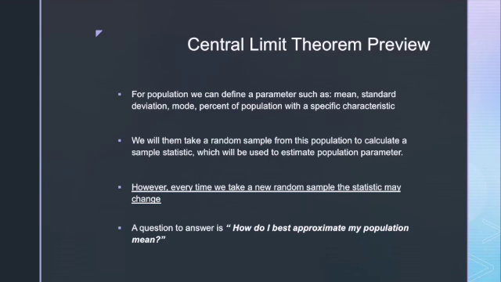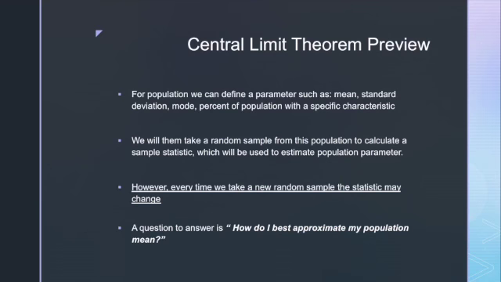For a population, we can define a parameter such as our mean, standard deviation, mode, or percent of population with a specific characteristic, right? We can then take a random sample from this population to calculate a sample statistic, which is used to estimate the population parameter, right? Our whole goal in statistics is to take a representative sample that we've picked really well, collect some information about that, and be able to use that to make an assumption about our population parameter.